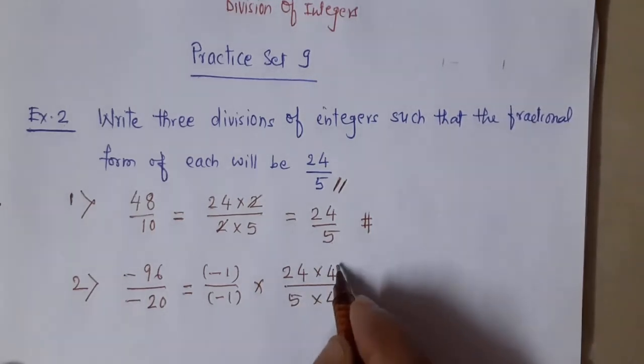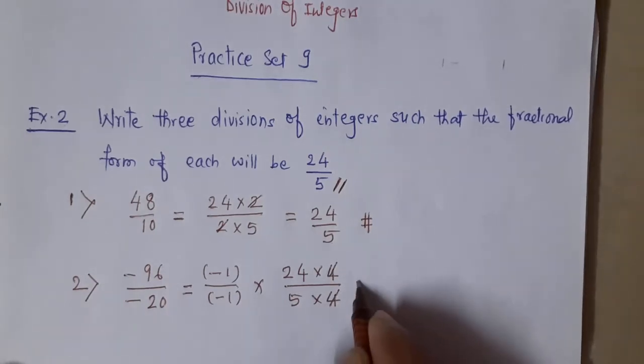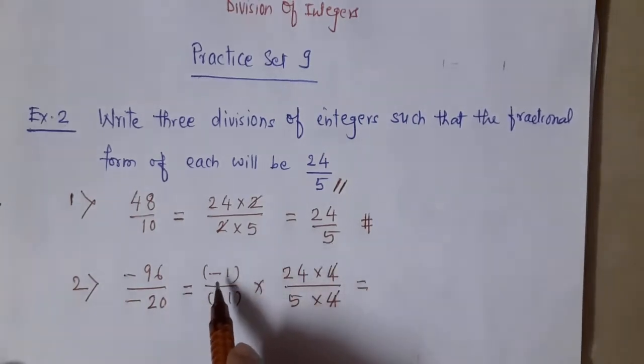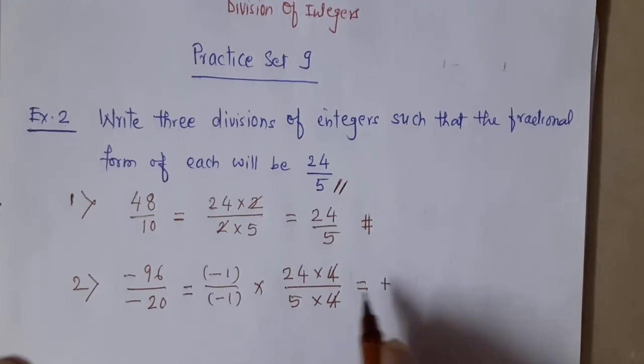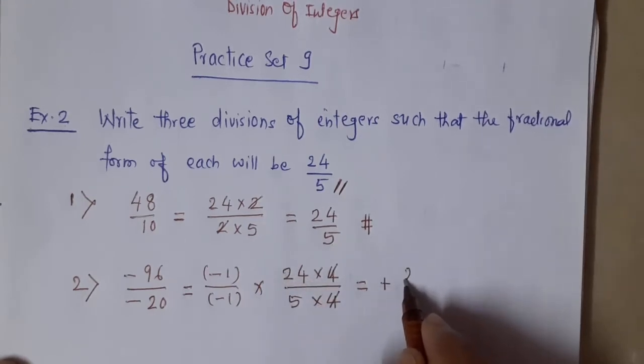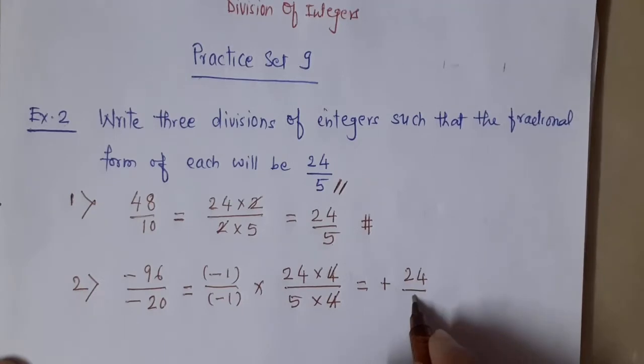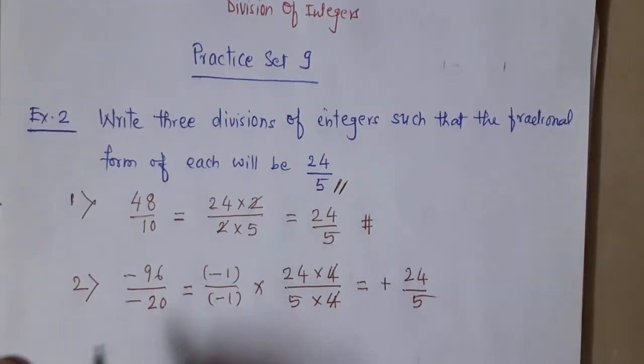So what is the common in that? 4 and 4. What is the rule of division? When we are dividing one negative integer by another negative integer, the result is positive. That's why the result is 24 by 5. This is the second fraction.